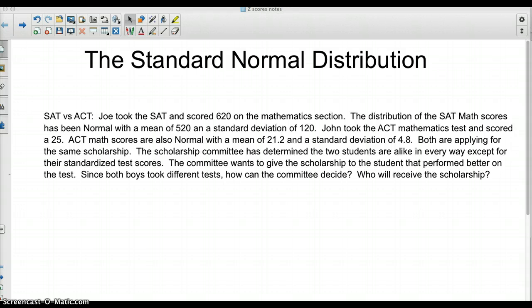So here's the problem. Both are applying for the same scholarship, and the scholarship committee has determined that the two students are alike in every way except for their standardized test scores. The committee wants to give the scholarship to the student that performed better on the test. Since both boys took two different tests, how can the committee decide who's going to receive the scholarship? So in order to figure this out, we have to talk about the standardized normal distribution.